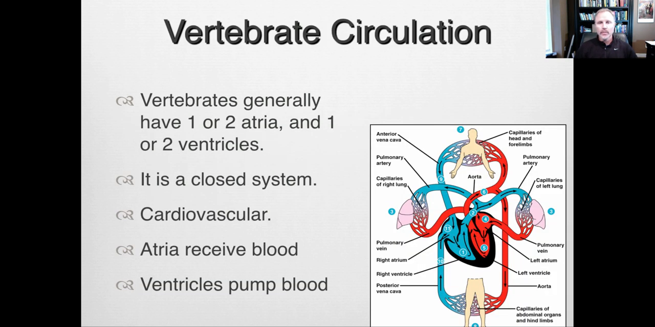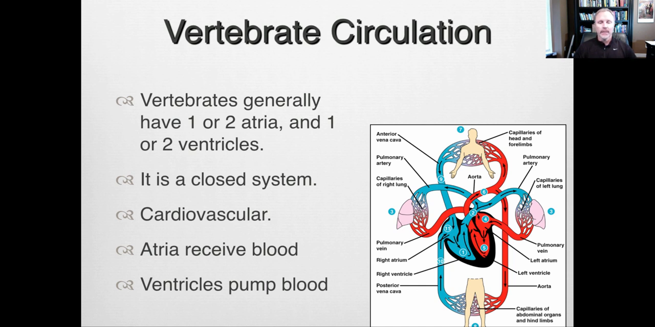Okay? So as far as vertebrate circulation is concerned, we talked about vertebrates generally having one or two atria and two ventricles, and we talk about it being a closed system. In other words, the blood is contained within the circulatory system. It doesn't mix in with any interstitial fluid or anything like insects have.